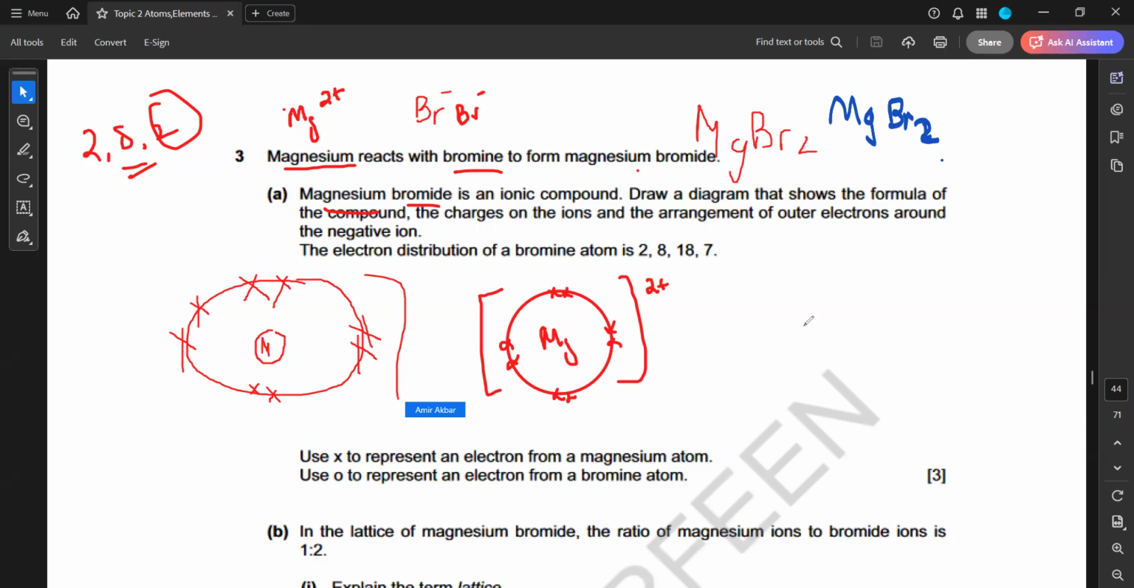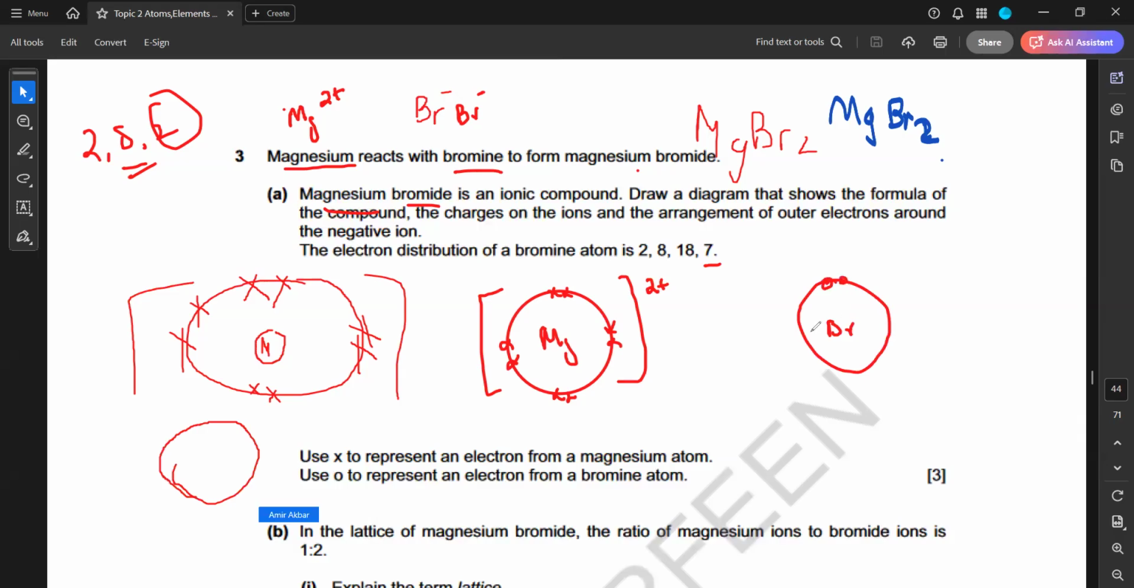What about bromine? Bromine belongs to group 7. Each bromine takes 1 electron. So 7 electrons belong to bromine, and they mention a cross for magnesium and a circle for bromine. So 1, 2, 3, 4, 5, 6, 7 for bromine, and 1 it took. So this will be a bromide ion. How many bromide ions are there? There should be 2 bromide ions. I should draw twice, but because of the space, I just put a number 2 there. So one magnesium ion, which is 2+, and the 2 bromide ions.